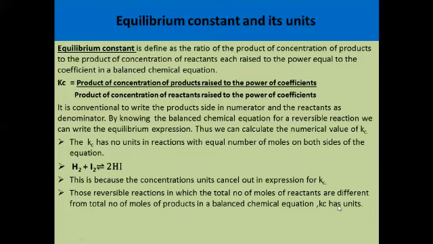For example, nitrogen tetraoxide will decompose to give 2 moles of nitrogen dioxide. How many moles are at the reactant side? Only 1 mole. How many moles are at the product side? 2 moles. It means the number of moles of reactants and products are different. So in this case, Kc has a unit.